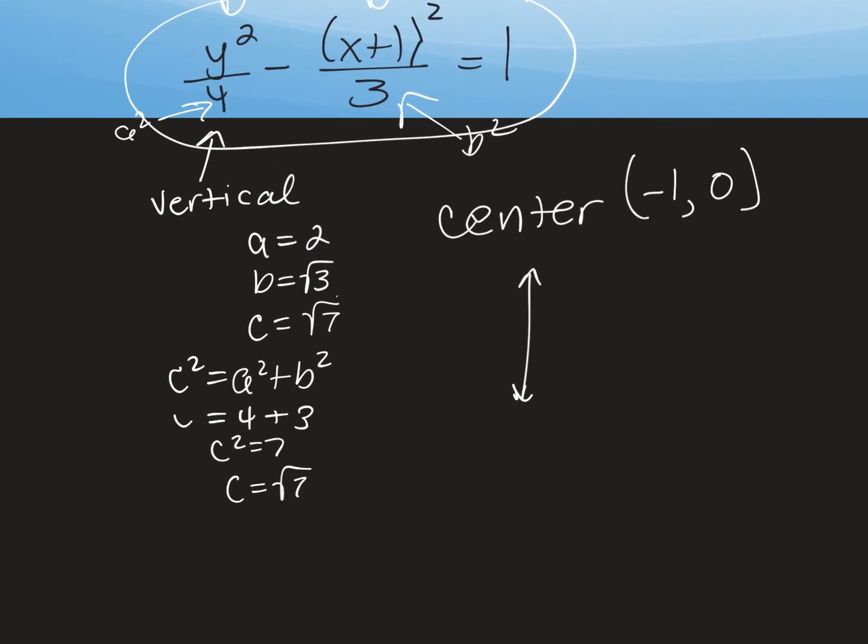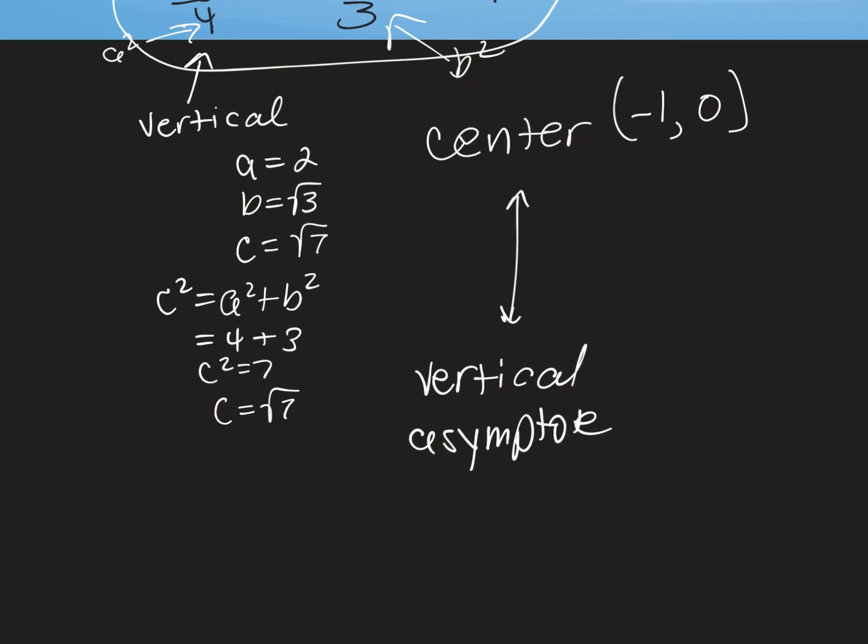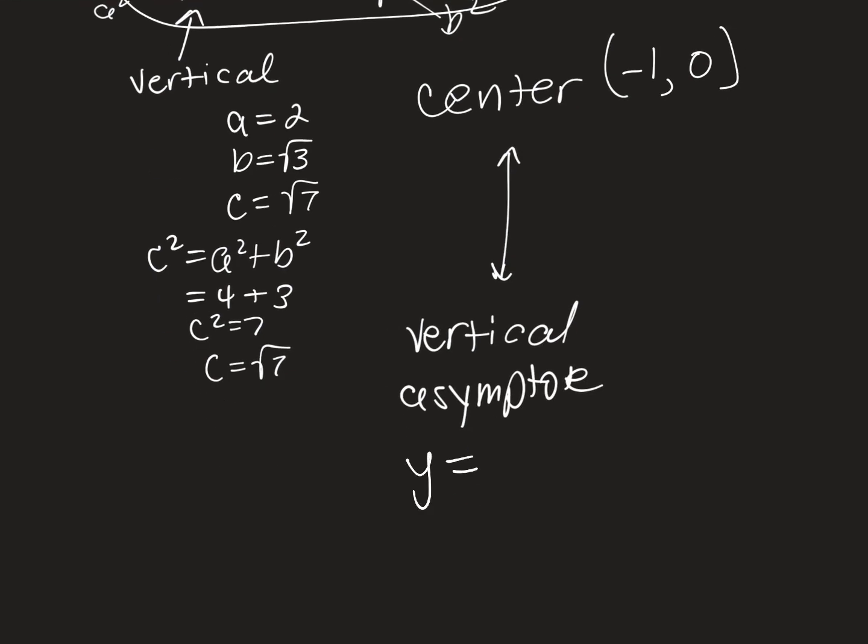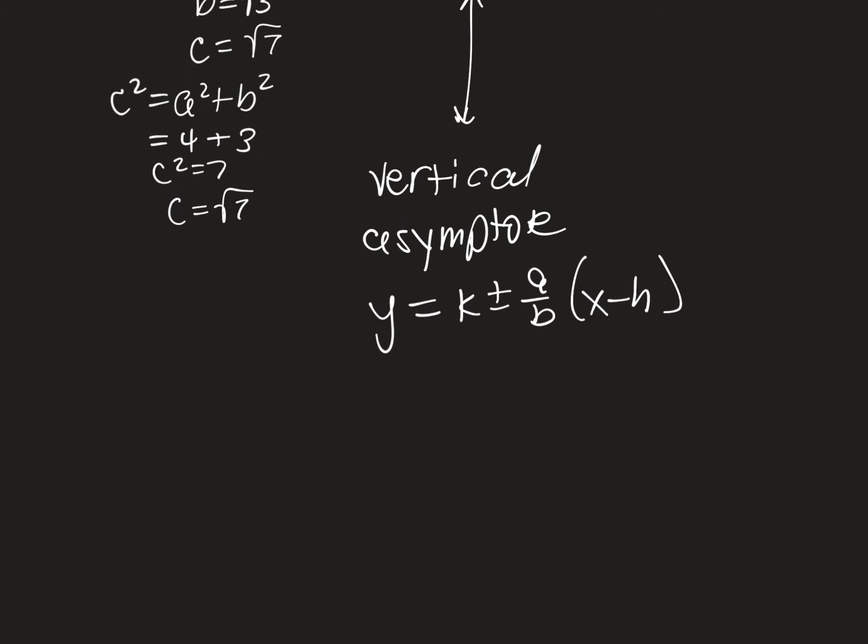But if I had to find my asymptotes, well, guys, in this case, you have a vertical. So you have to use the asymptote equation for vertical, which is y equals k plus or minus a over b times x minus h. When it's horizontal, it's b over a. When it's vertical, it's a over b. So my k value here is 0, plus or minus a, which is 2, over the square root of 3, times x minus a negative h, which would be plus 1.